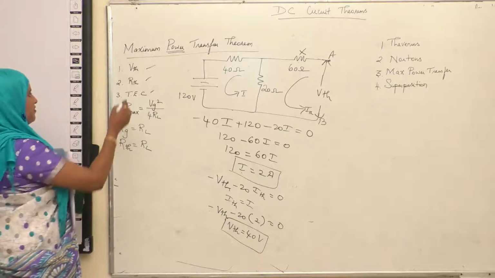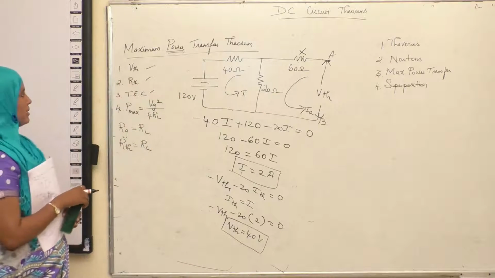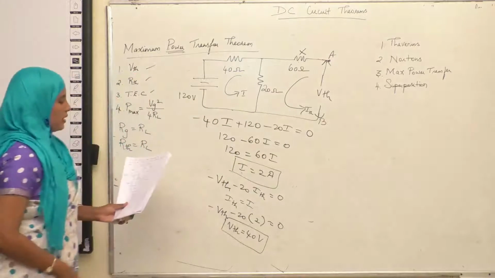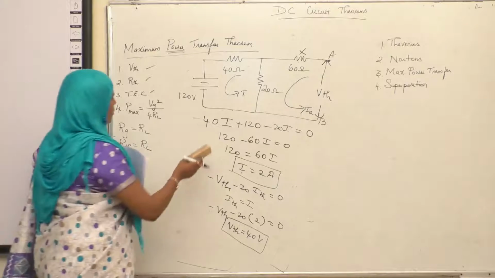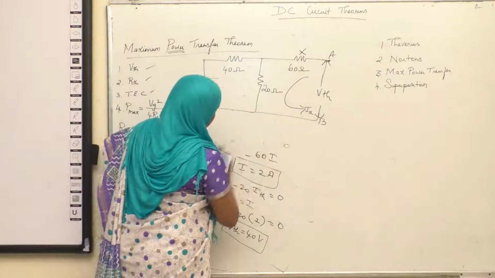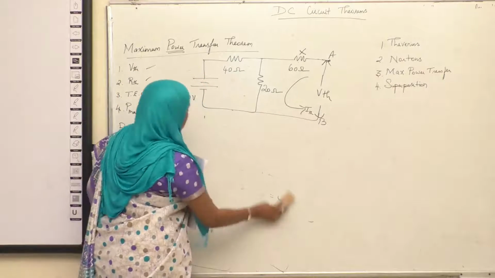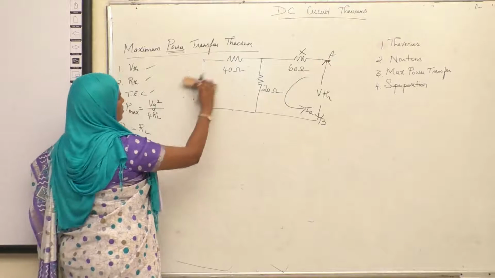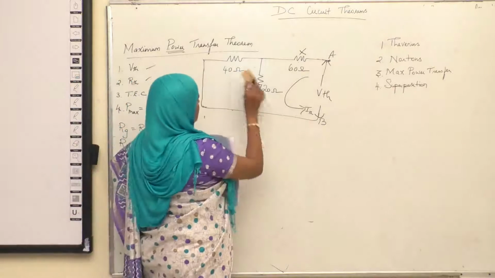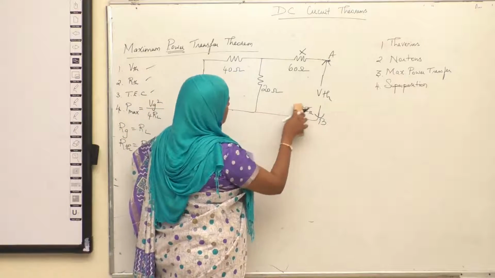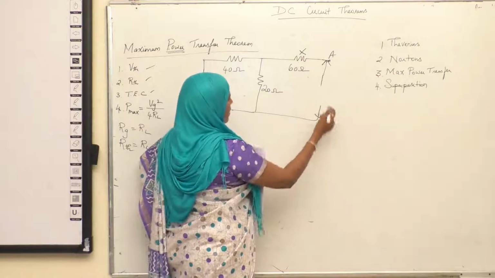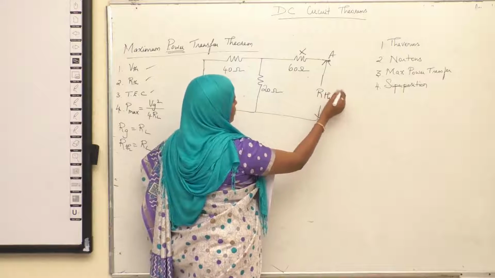So this is your first step. And what's your second step? Just kill the sources and find out the equivalent resistance. For that, you just do it here itself. Since it is a voltage source, you just make this short, leave this resistance as well. And here, in the place of A and B, just mark RTH.